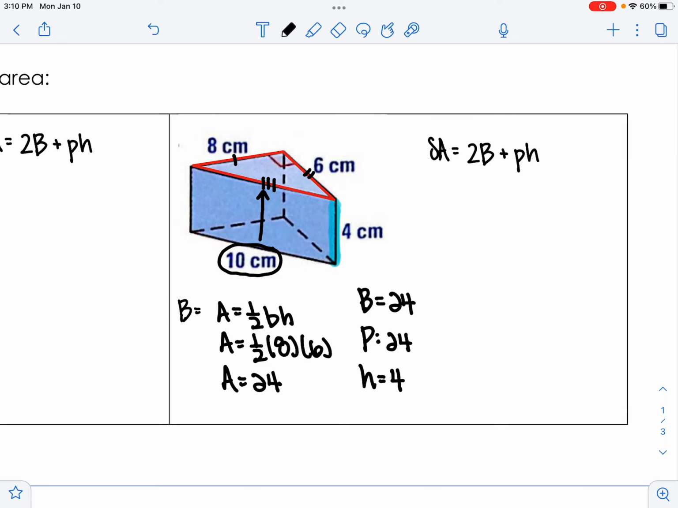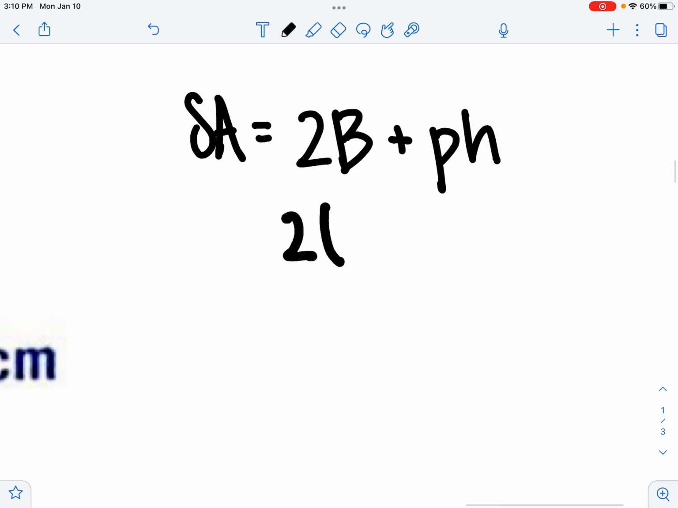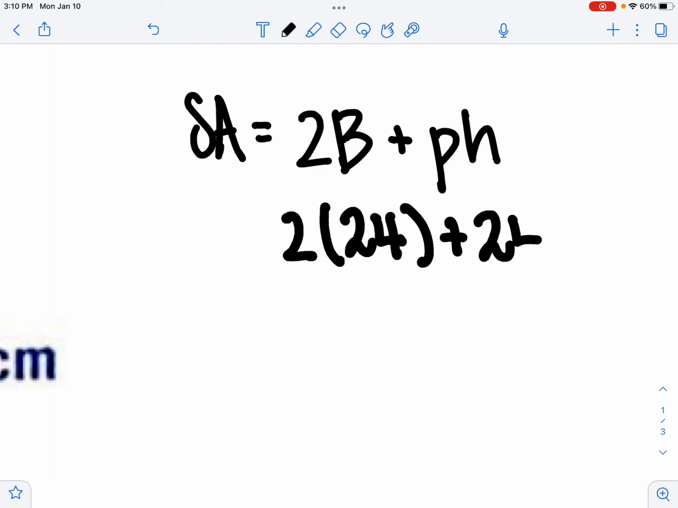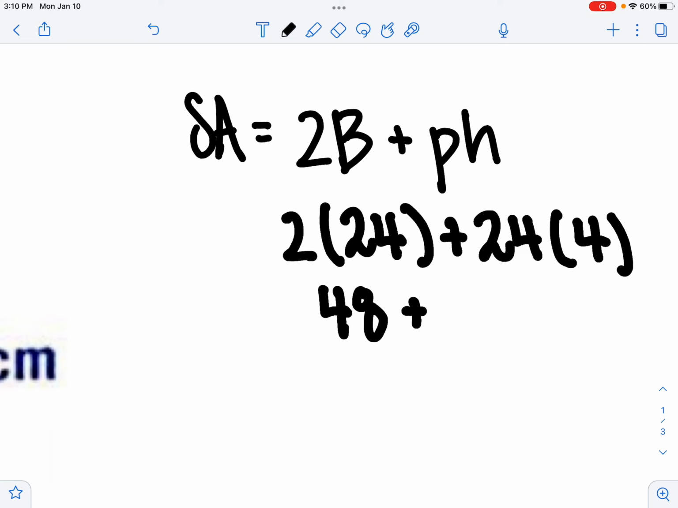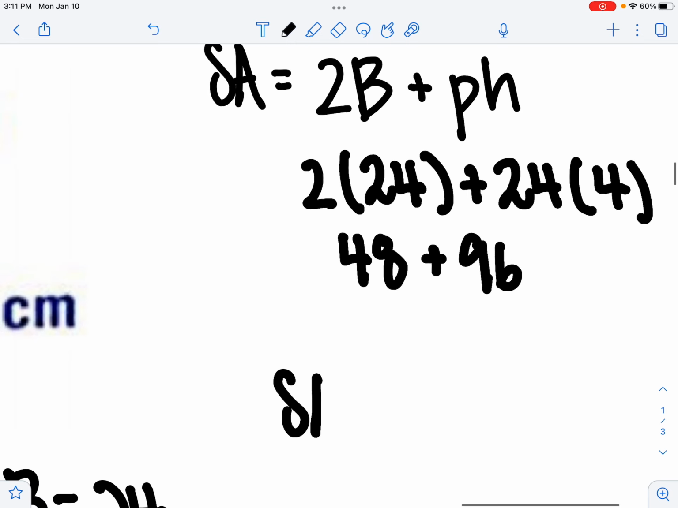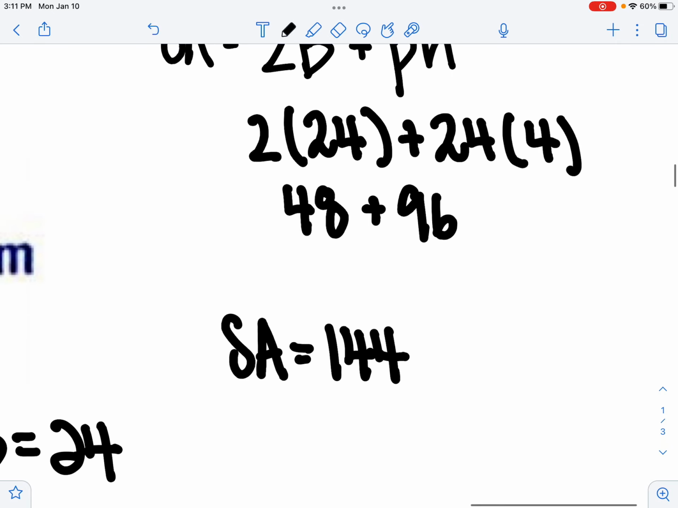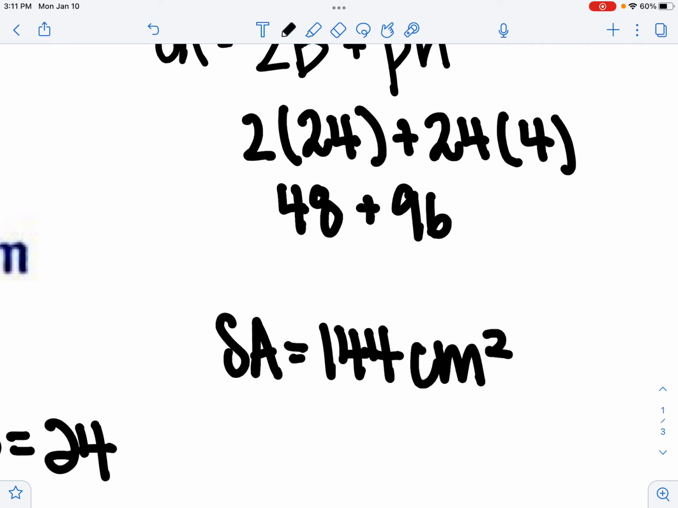So plugging into our formula, I'm going to do 2 times big B, which is 24, plus my perimeter, which was 24, times my height, which was 4. Multiplying straight across, 2 times 24 gives you 48, plus 24 times 4 gives you 96. If you add those together, you get that the surface area of that triangular prism is 144, and my unit is centimeters squared.